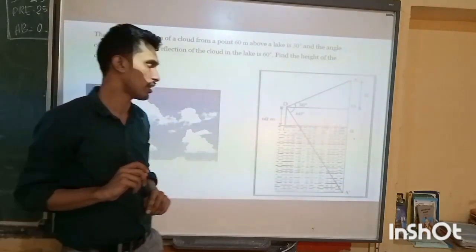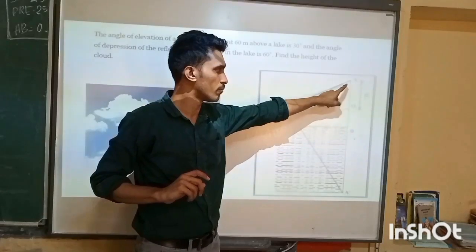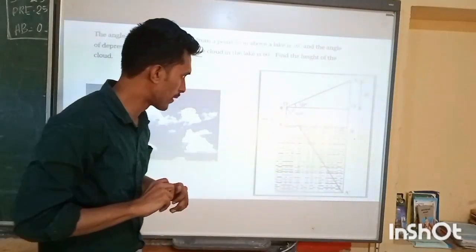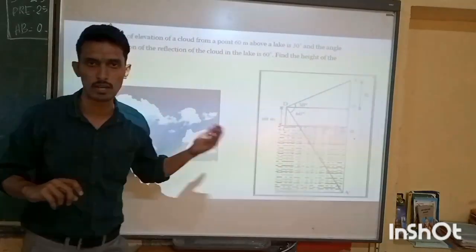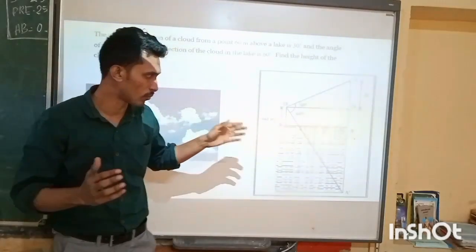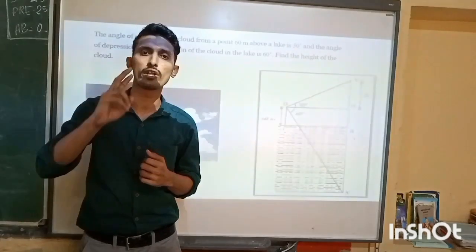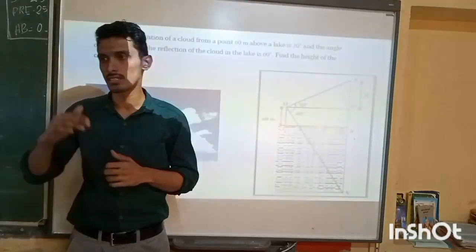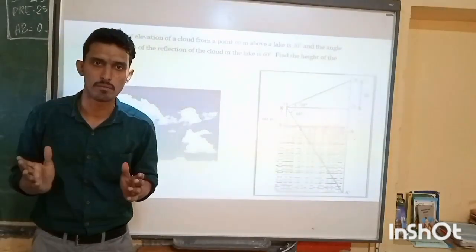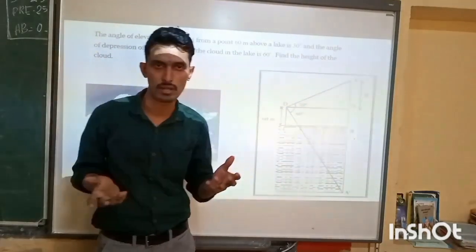So in this question, we need to find the height of the cloud from the ground to the point of the cloud. Okay, so let us see how we can find this. Before starting, let me give you a basic idea of the different types of mediums that we are going to handle here. In these types of questions, we will have two different mediums: the medium above the water level, which is called the air medium, and the medium below the water level, that is the water medium.